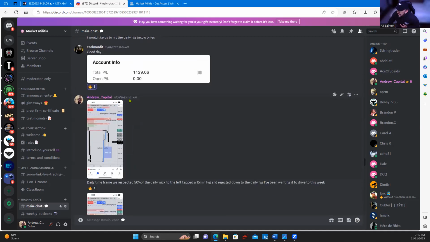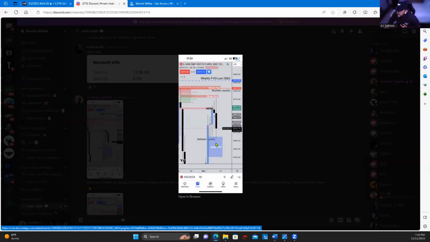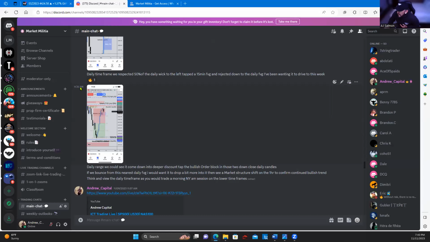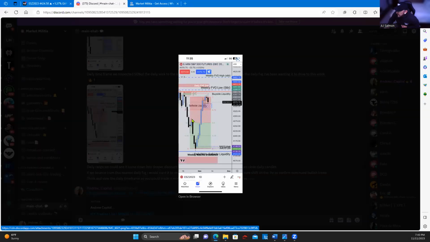Then talking about 11:30 a.m., we had tapped into that daily fair value gap. And then here at 11:35, daily range, we could see it come down deeper into a deeper discount, tap the bullish order block in those two down close candles, right? Meaning we could come all the way down on the daily time frame, down to this area of liquidity.